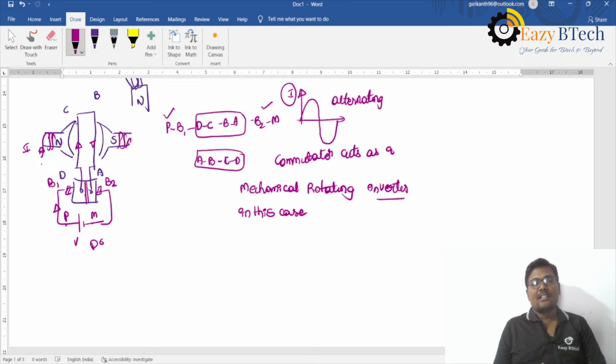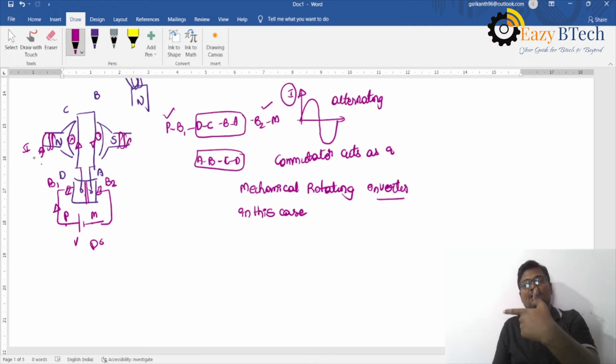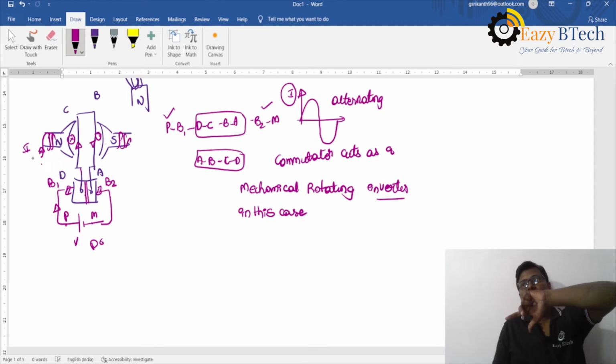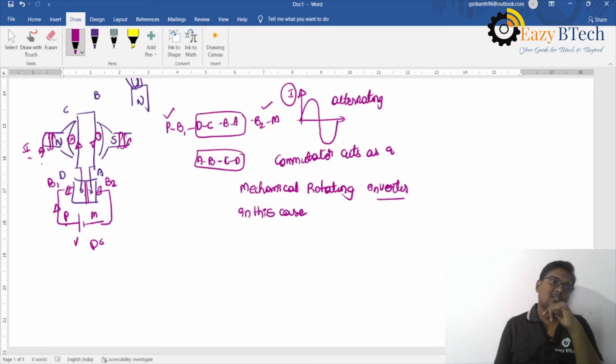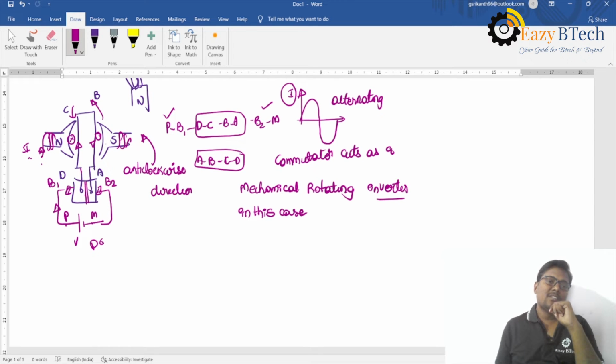Again, you can apply the right hand grip rule. So here is the current N2, and the current will be dot. By applying Fleming's left hand rule, it is from north pole to south pole, and the current is into the board. This will be downward direction, and this will be upward direction. Then the armature conductors are rotating in anti-clockwise direction, so it will be rotating in same direction.